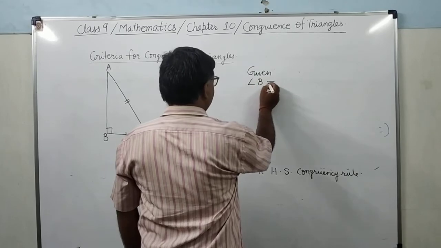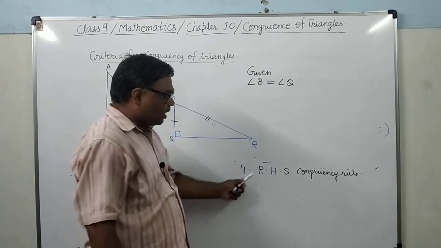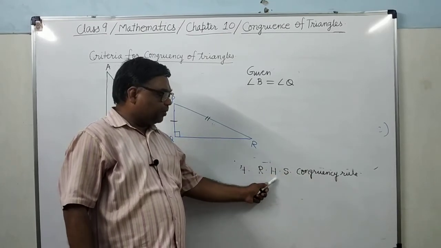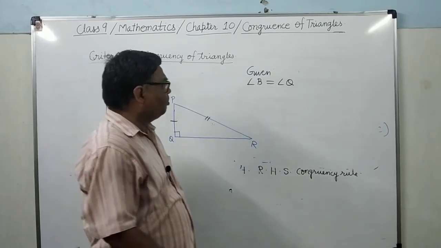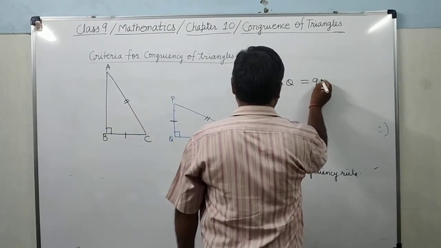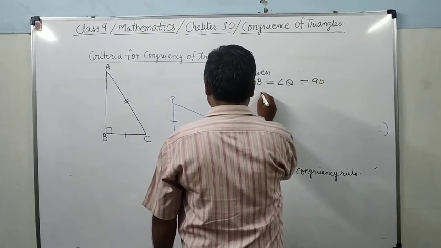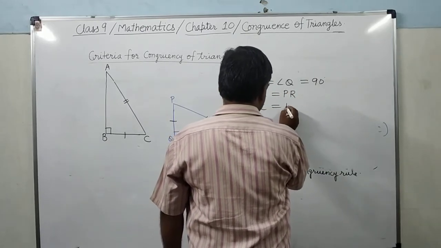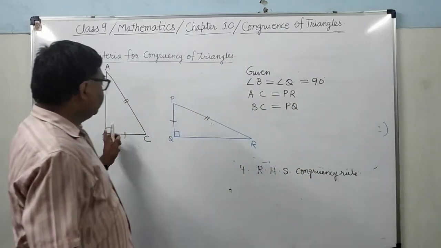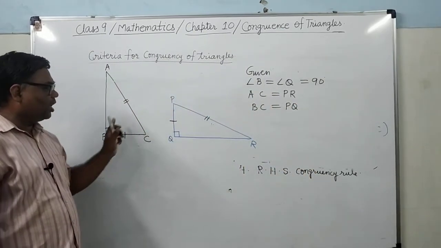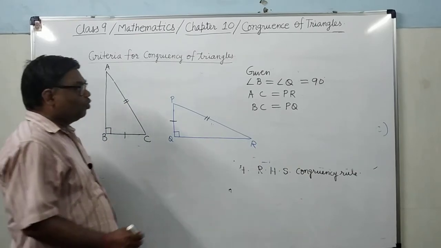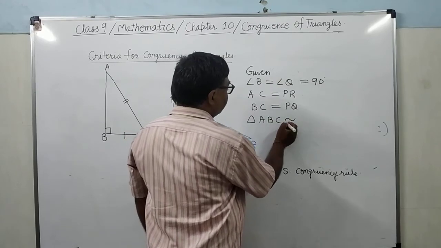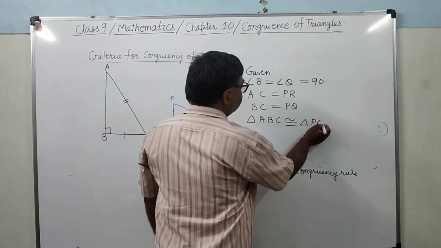Angle B is equal to angle Q. You can see here, right angle, hypotenuse, one side. It is clear, this is the meaning. It is 90 degrees. Then AC is equal to PR and BC equals PQ. So right angle is equal, hypotenuse is equal and one more side is equal. Therefore both the triangles will be congruent. So triangle ABC will be congruent to triangle PQR.